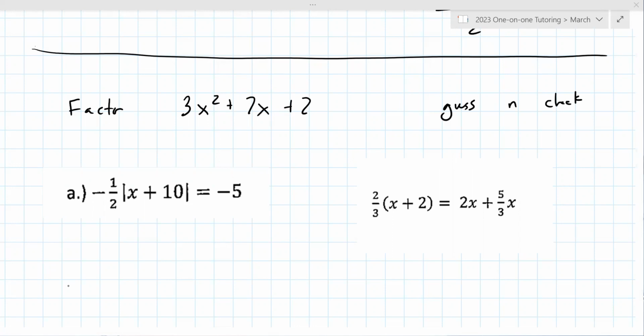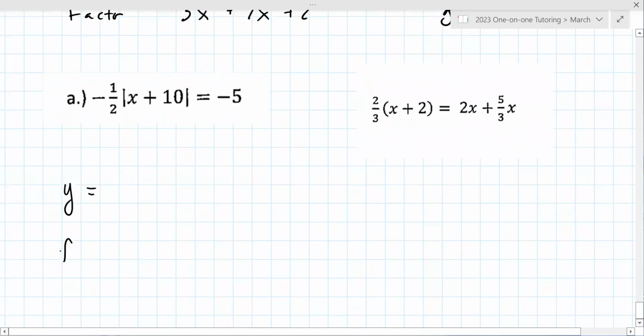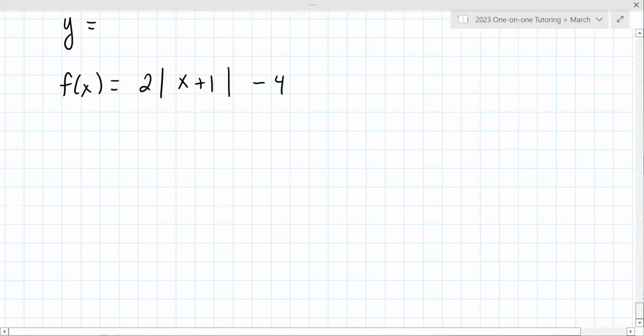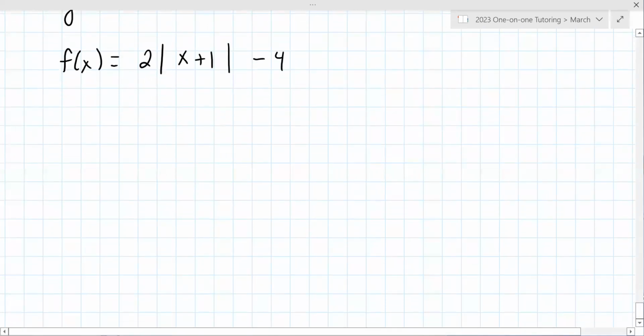Okay, ready? This is f of x equals 2, and then the absolute value sign, x plus 1, and then the end of that, and then minus 4. Like this? Yeah, great. That's perfect. Okay, first things first.